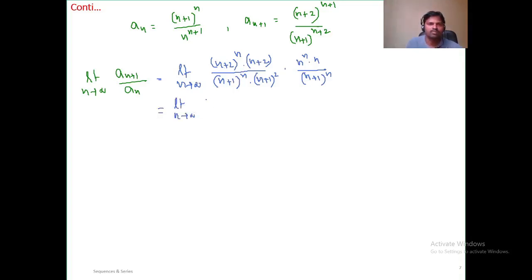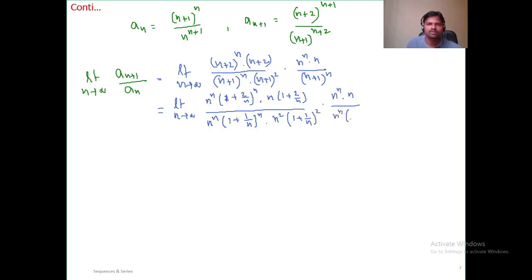You take n power n common from the first bracket: 1 plus 2 by n, whole power n, and divided by n power n common: 1 plus 1 by n, whole power n. Here n squared is out, then 1 plus 1 by n whole power 2. In the denominator, n power n into n, and n power n is common, so 1 plus 1 by n whole to the power of n. Then similar terms can be cancelled: n power n is out, and n into n squared cancel as well.